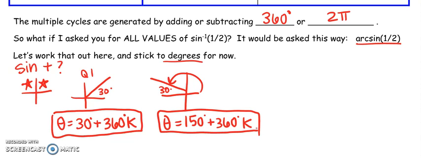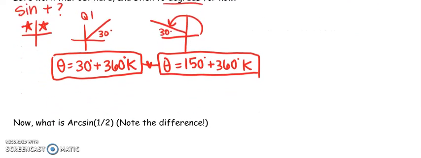So these two together are the answers. So those are all the values forever and ever to infinity where sine is 1/2. That's all of the values. Okay, we've only done principal. This is all. Okay, so there's that.